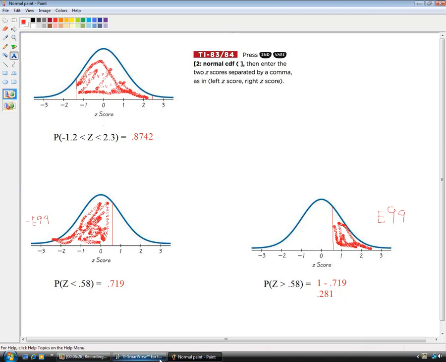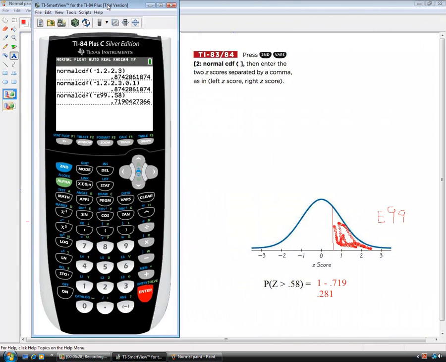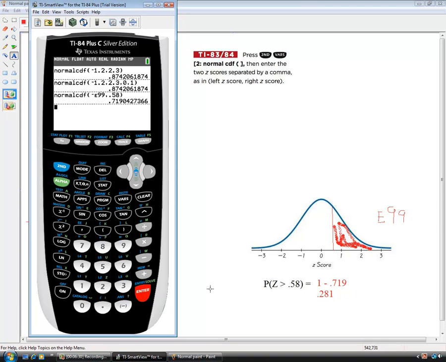Now we'll do it in the calculator, and let me move it over. So if we didn't have the first one already done, second vars, normal CDF, our low is 0.58 now, and our high, comma, second comma, which is E99. 0.281, yeah, 0.281 is how we would round it. And that is how you calculate using the standard normal distribution.